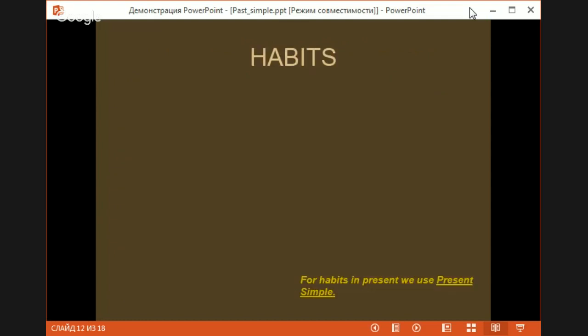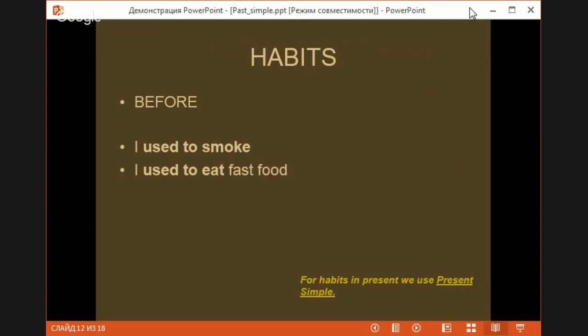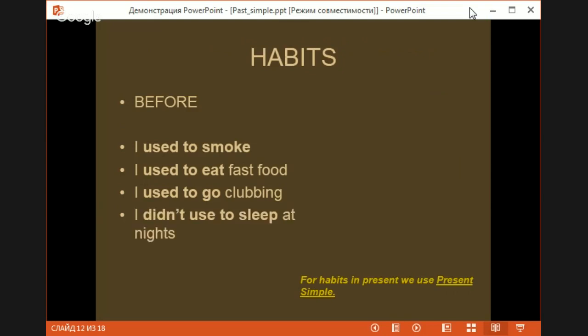Good. So let's have a look at some habits. Before we can say, I used to smoke. If you talk about your past habits, I used to eat fast food. I used to go clubbing. I didn't used to sleep at nights. We're still talking about Mickey. And I didn't used to be fit.